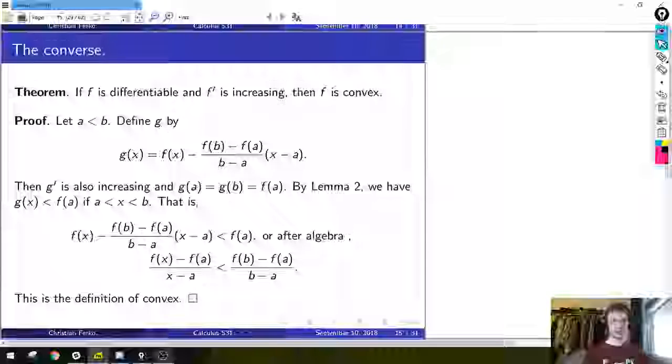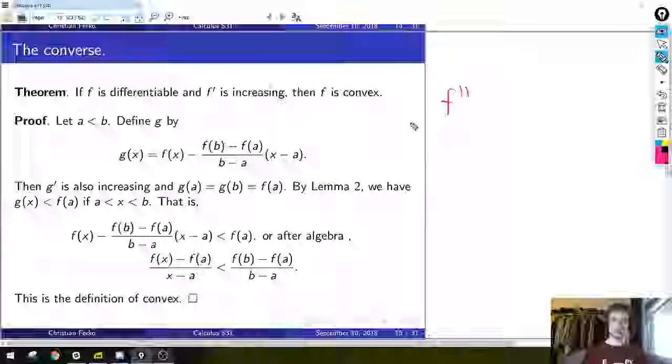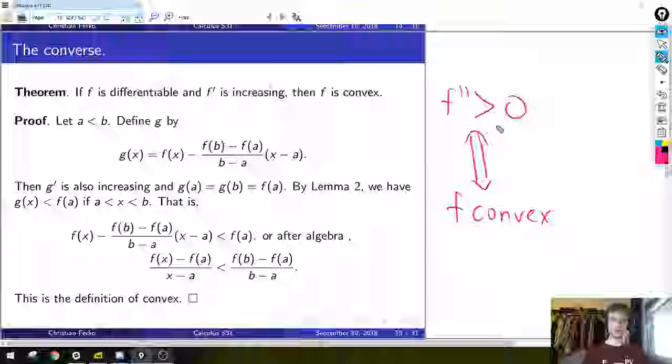Increasing derivative means you are convex. So just to recap what we just did, if the second derivative exists and f prime is increasing, then that means f double prime is greater than 0. I'm going to draw a two-headed arrow because now we've proven that this goes in both directions. If you're convex and you've got a second derivative, that guy has to be positive. And if you've got a second derivative and that guy's positive on an interval, then you've got to be convex. So this is very nice.